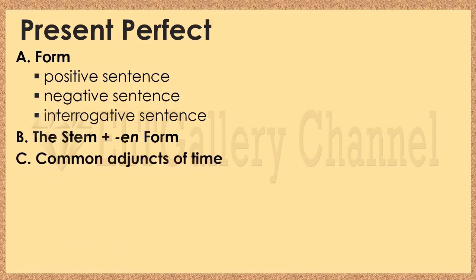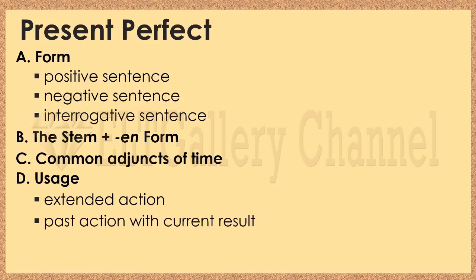And then we have common adjuncts of time, which occur with the present perfect. And finally, we'll talk about usage of present perfect. And the usage can cover the extended action, a past action with the current result, and experience. So these are the three things which a present perfect shows. Now, let's start with the form.